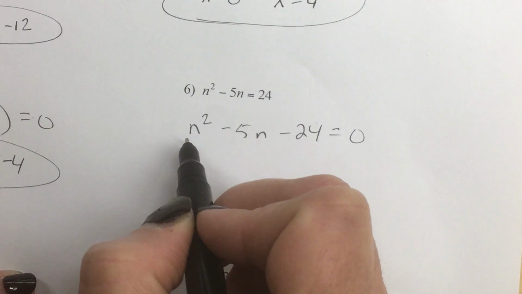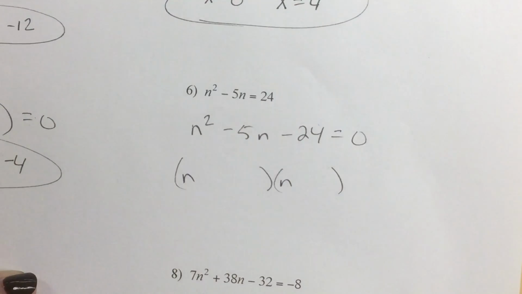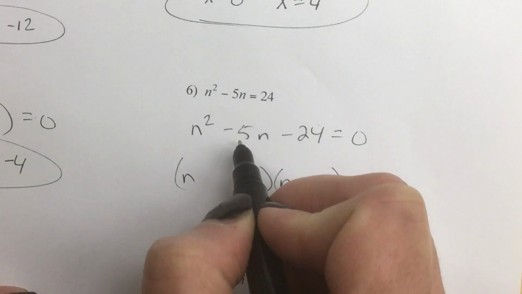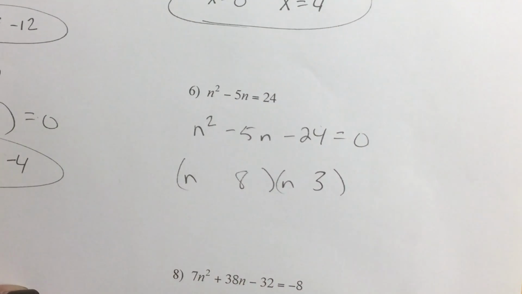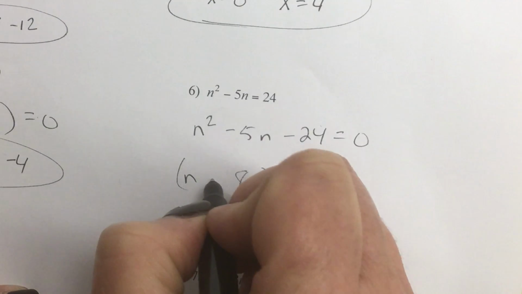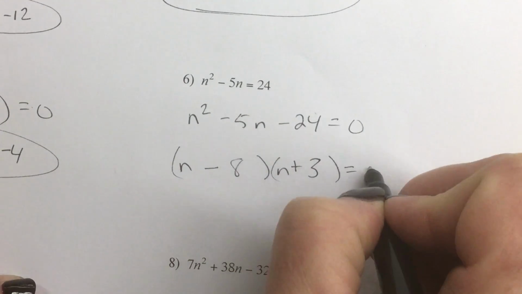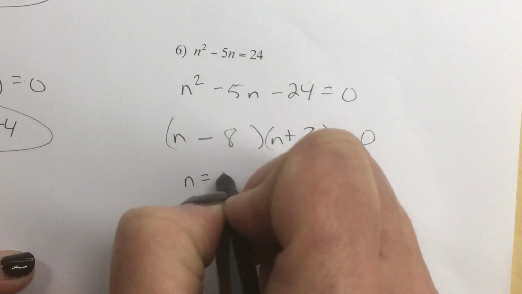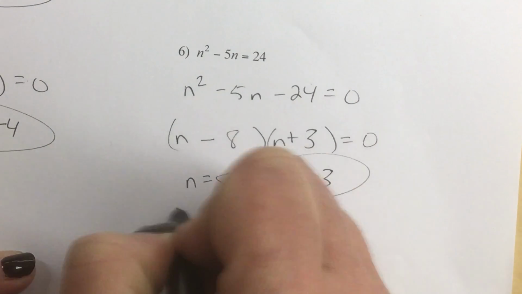I don't have a number on the n squared besides 1, so I can just go into 2 parentheses and put an n in the front of both of them. And now I need 2 numbers that multiply to 24 and subtract to 5 because I have a negative there. So I need an 8 and a 3. And in order to get a negative 5, I need a negative on my 8, a positive on my 3. That is what is going to be equal to 0. So then each piece could be 0, meaning that n could be 8 or n could be negative 3.